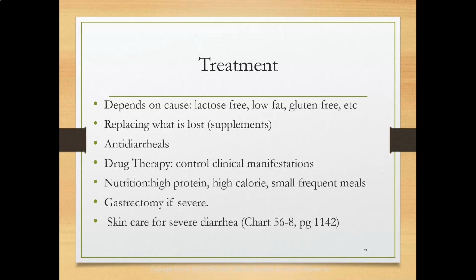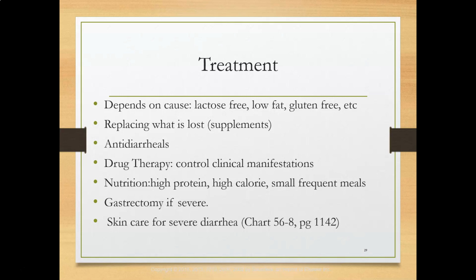All right. So what are some of the treatments that are done for malabsorption syndrome? Depends on the cause. Sometimes it's just diet control. You want to make sure that you're replacing what is lost with supplements. A lot of times these patients require antidiarrheals, but remember the trick with antidiarrheals is making sure that they don't end up with constipation on the other end. Drug therapy to control the clinical manifestations. Nutrition, you're looking at a high protein diet, high caloric, and usually small frequent meals. Sometimes they'll have a gastrectomy if it is severe.